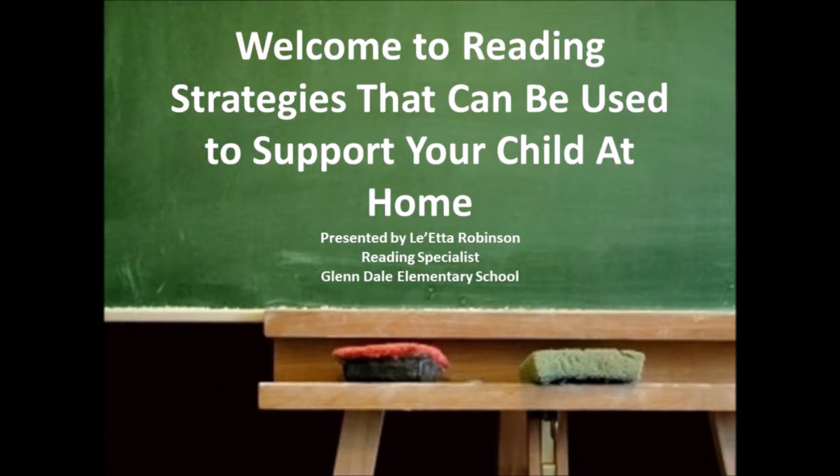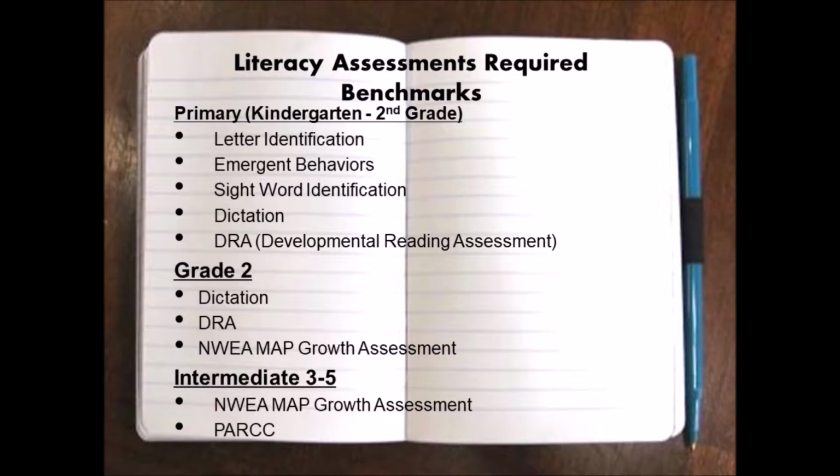Literacy assessments required benchmarks in primary grades K through second grade are letter identification, emergent behaviors, sight word identification, dictation, DRA, which is developmental reading assessment, which focuses on comprehension and reading fluency. In grade 2, they will also be assessed on the NWEA MAP growth. Intermediate students, grades 3 through 5, will be assessed on the NWEA MAP growth as well as the PARC.